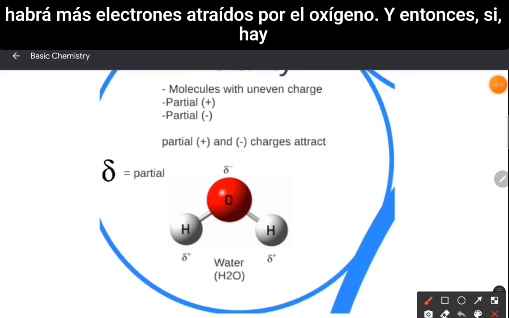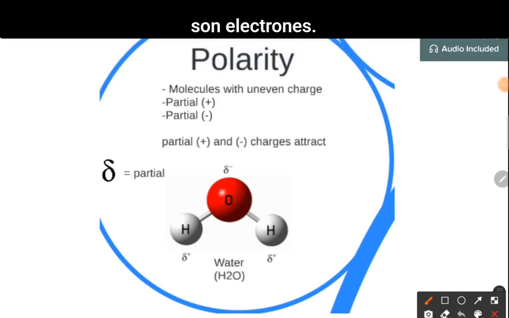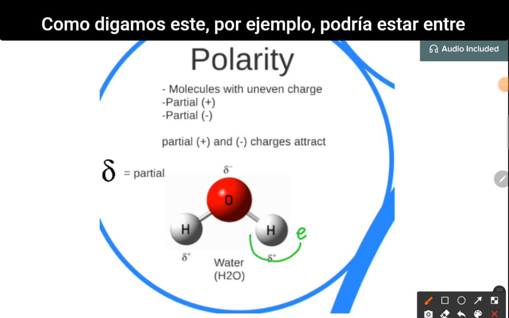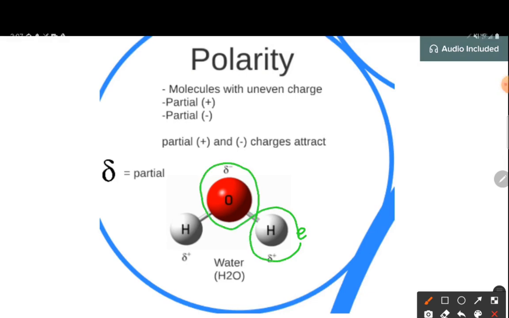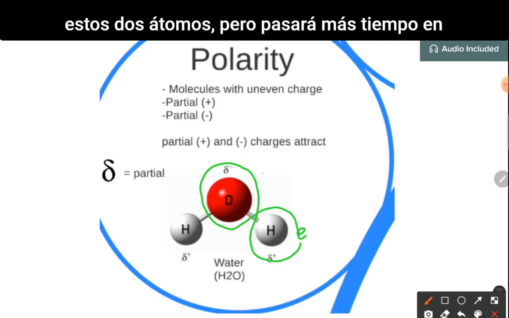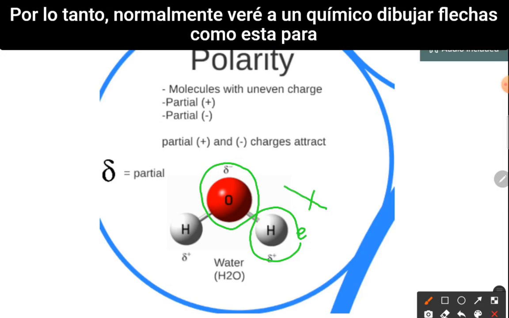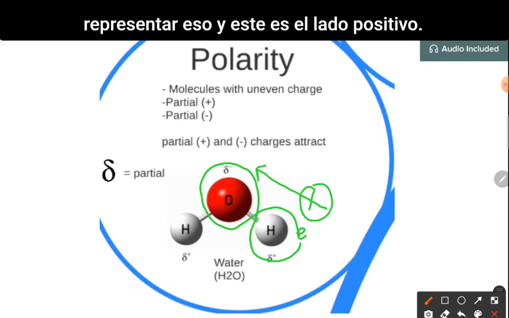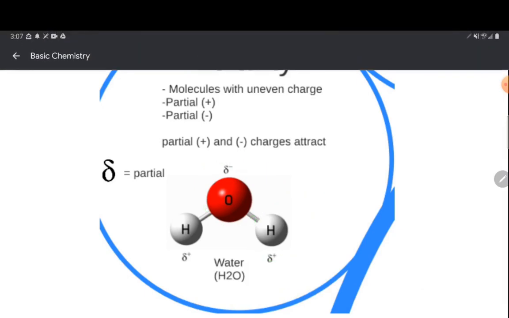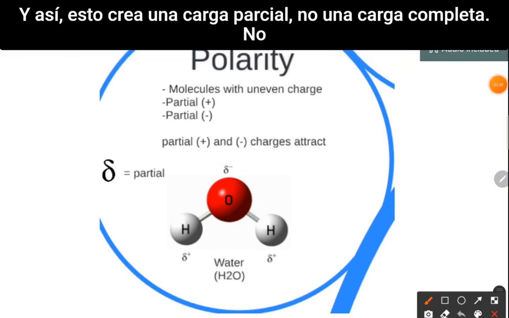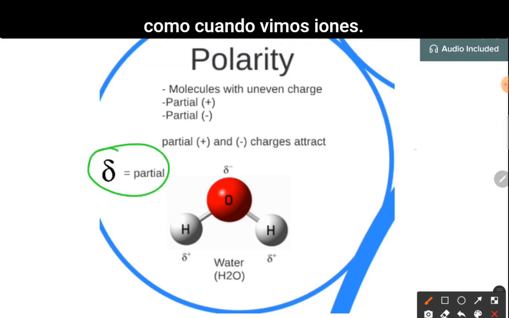And so yes, there are electrons, like let's say this one for example. It might be going between these two atoms, but it's going to be spending more time in the oxygen. So typically I will see chemists draw arrows like this to represent that, and you can see this is the positive side. And so this creates a partial charge, not a full charge, not like when we saw ions.